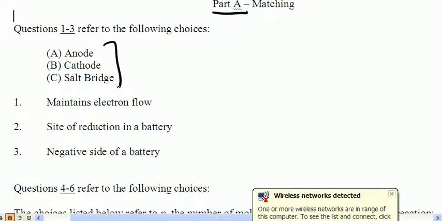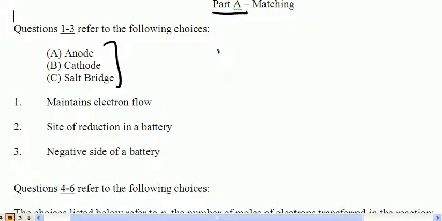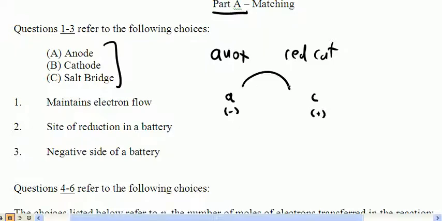I see these words anode, cathode, and salt bridge. So what I'm going to do is go ahead and write down my mnemonic, An Ox, Red Cat. I'm also going to draw a simple battery labeling the sides of the battery and the electron flow. Now that I've done that, I'm going to answer the questions.